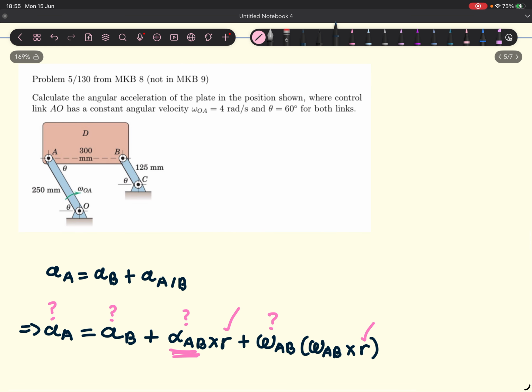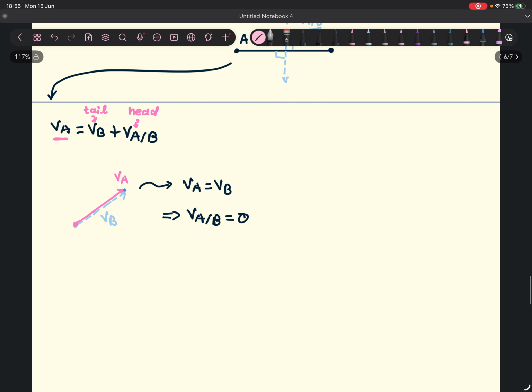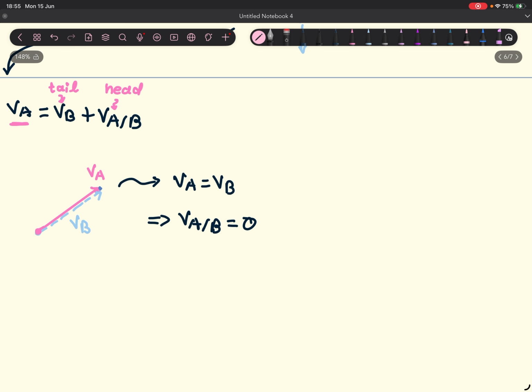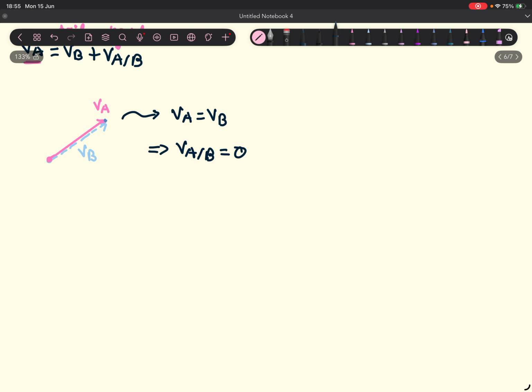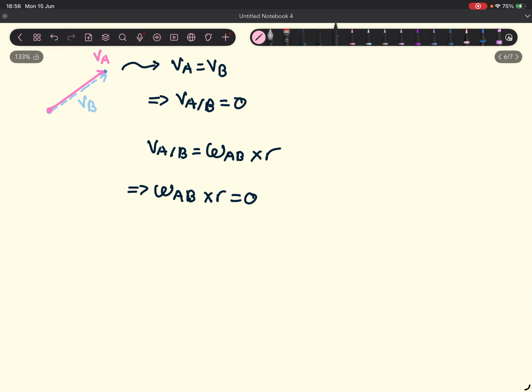So if you have two links and you have a body in between, VA will always equal VB. But you have to show why that's the case. You can't just write down that VA is equal to VB, right? So since VA relative to B is equal to 0 and VA relative to B is equal to omega AB crossed with R, then that means omega AB crossed with R is equal to 0, and this can only be true if omega AB is equal to 0.